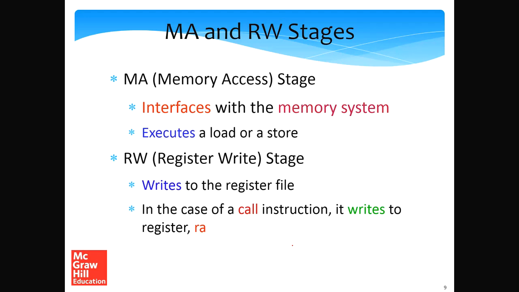Subsequently, we have the MA, the memory access stage, which interfaces with the memory system and executes a load or a store. And we also have the RW stage at the end, the fifth stage, which writes to the register file. In the case of a call instruction, recall that the address of the next instruction was saved in the return address register, RA.